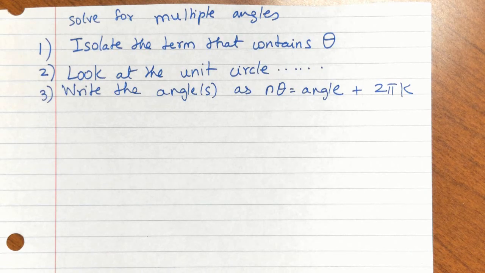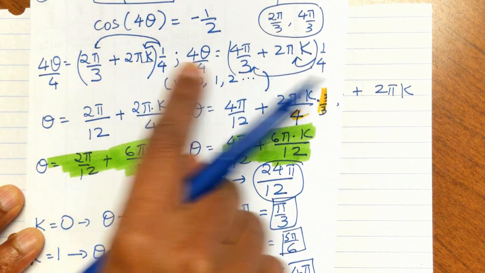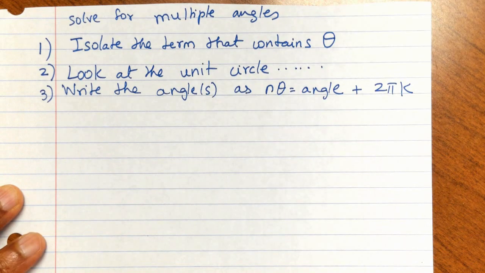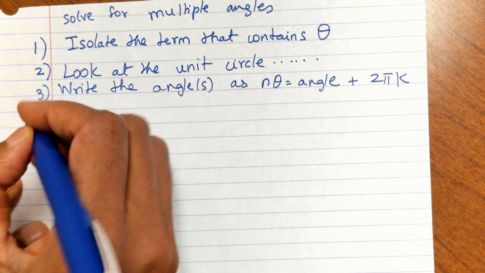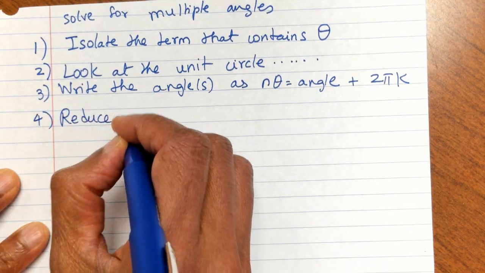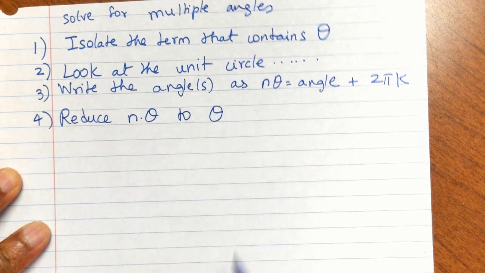Okay, once we got that, once I said 4 theta equals angle plus 2 pi k, reduce the n theta to just theta. That's what we did. We divided both sides by 4. So reduce n theta to theta.